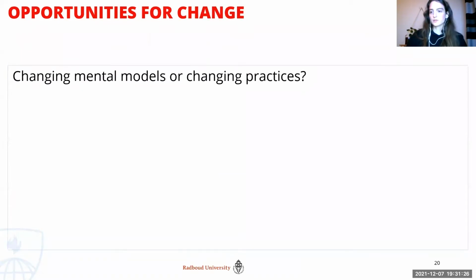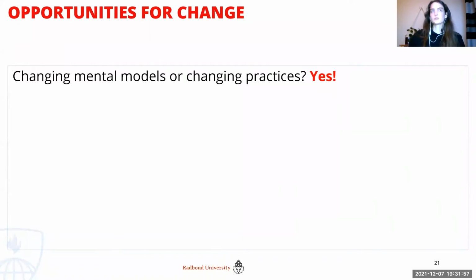Now this iceberg model always raises the question, well, if those mental models are so important, does that mean that we have to change them and not the other layers of the iceberg? Or should we change the events and then hope it has a trickle-down effect? You know, what is the order? So changing mental models in order to change practices, or the other way around? And the answer is yes. It's not one or the other.